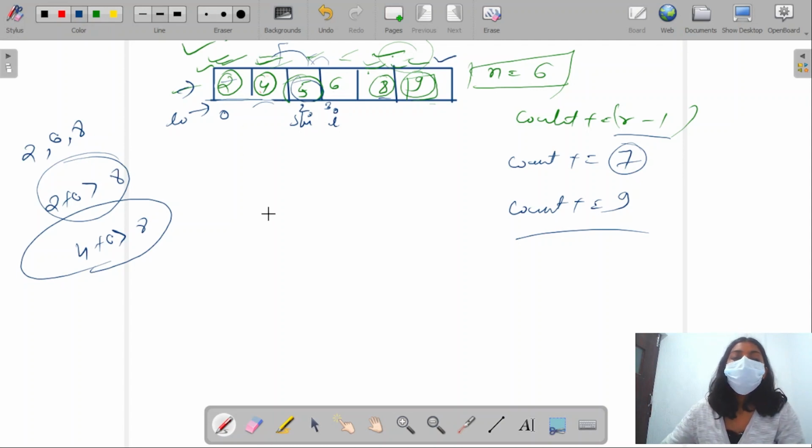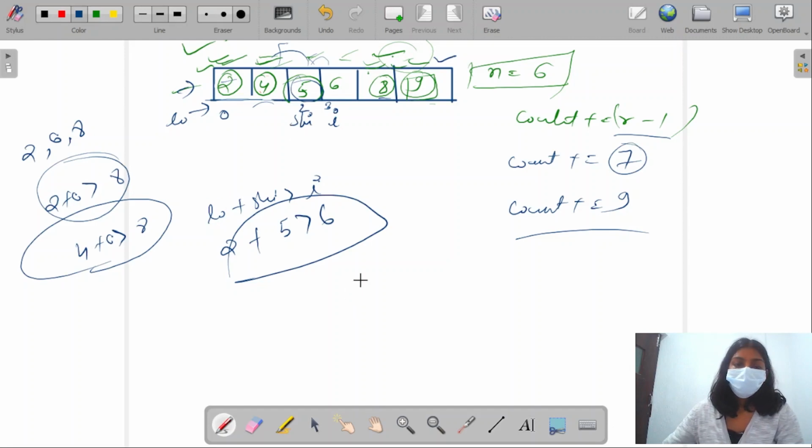Okay? Alright. Now I'll check, is my low plus second highest greater than I? My low is pointing to 2. 2 plus second highest is 5. Is it greater than 6? Yes, it is. Then increase my count by second highest minus low, which is 2 minus 0. My count becomes equal to 11 here. My count increases by 2.